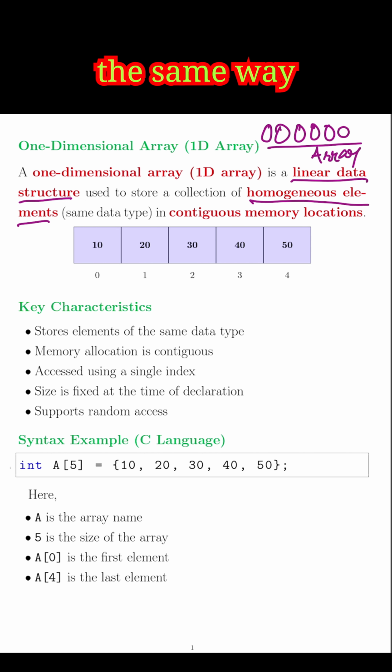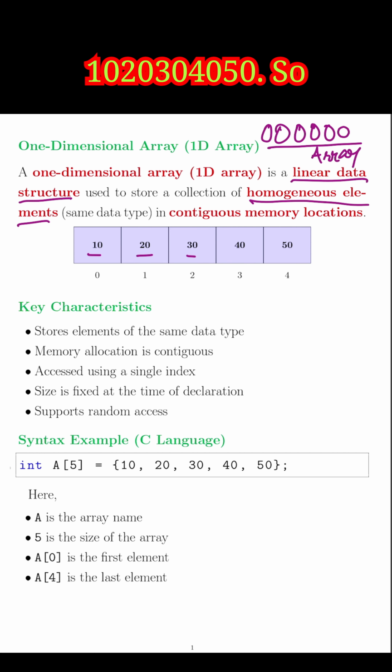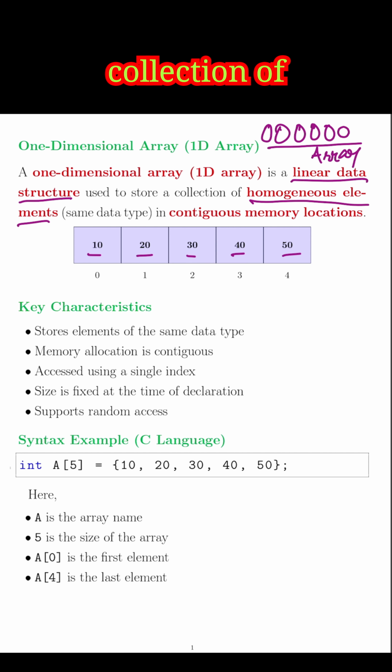Okay. The same way, if you look at this image, the collection of some numbers are given here. You can see 10, 20, 30, 40, 50. So it is a collection of five numbers. So these five numbers are of similar data type, and the data type of these numbers is integer, right?